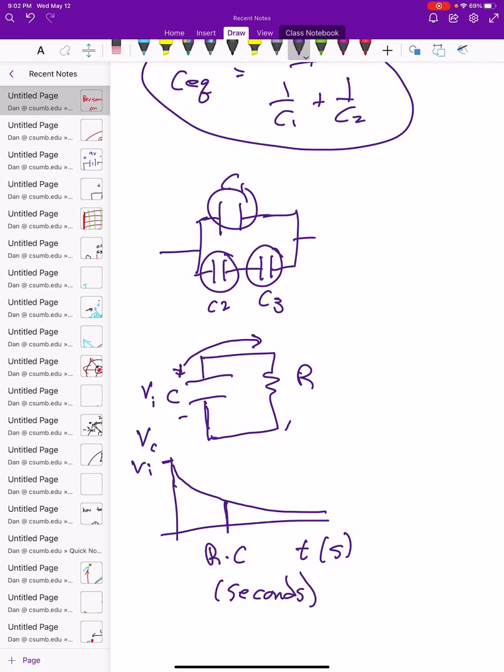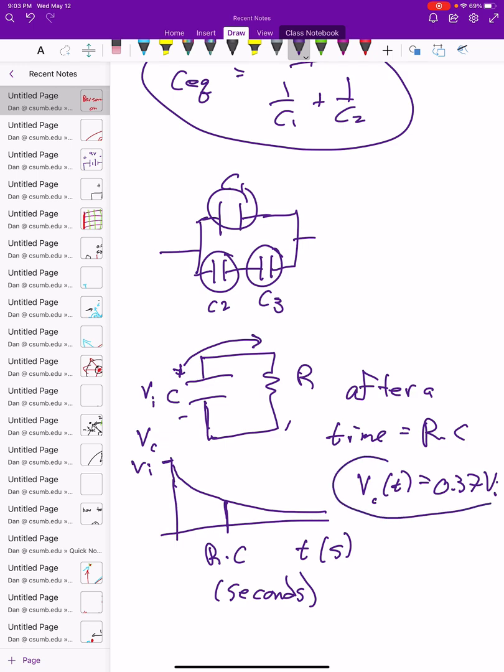After one time constant, or after a time equal to R times C, the voltage across the capacitor is equal to about 37% of what it was initially, or 36.8%, something like that. All right, so we derived that, and that's why this time constant is such a useful equation. It gives us a really quick way to determine how long it's going to take for the capacitor to get down to 37% of its original voltage.